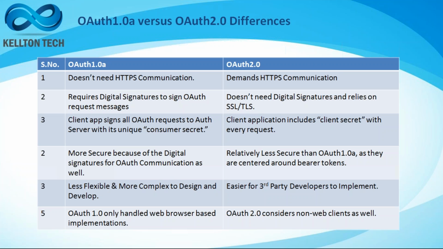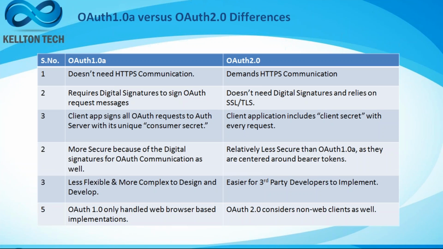And as well, the other differences are listed here. OAuth 2.0 needs HTTPS communication, it needs the SSL certificates to be exchanged, and it needs to send the client secret in every request, whereas the other one relies on digital signatures and encryption mechanisms, which makes it more secure than the other one.